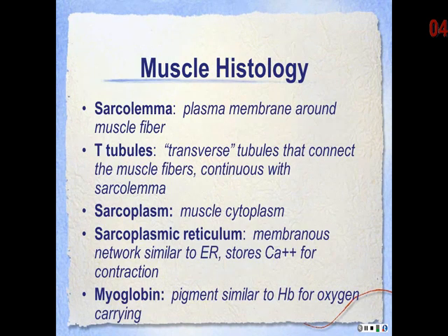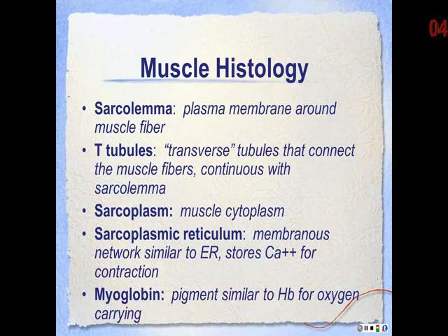The parts of the muscle cells have slightly different names. The sarcolemma is the special name for the plasma membrane around a muscle fiber. The T-tubules or transverse tubules are continuous with the sarcolemma and form connections between the muscle fibers. The muscle fibers are sometimes referred to as muscle cells. The two terms are used interchangeably.